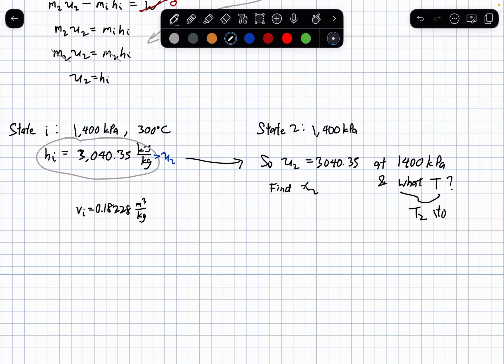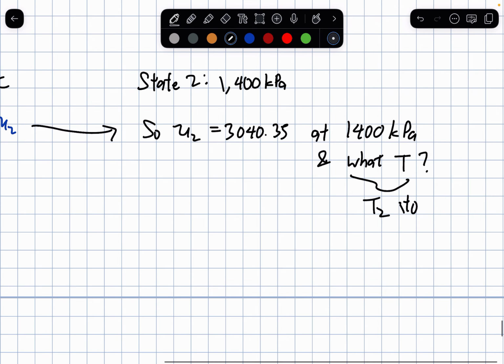So this is the T2. Let's go to 3040.35 as the internal energy. Okay, I think I get this part now. So at 1400 kilopascal, we're going to interpolate.